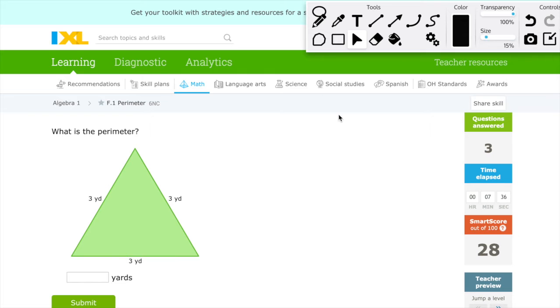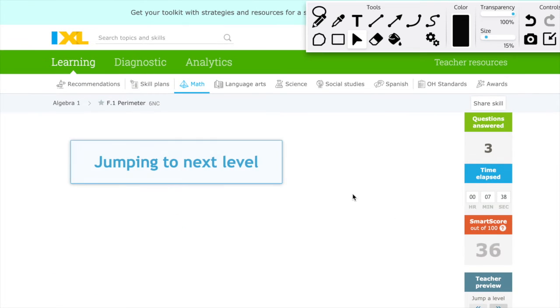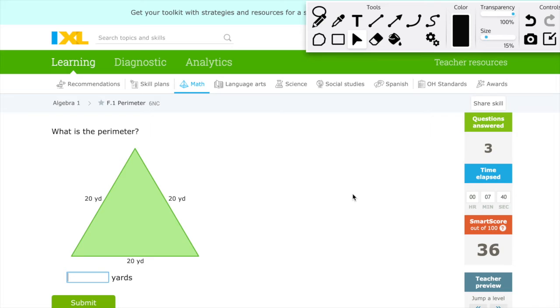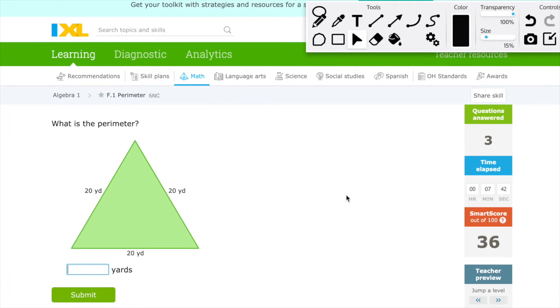Okay. Let's jump a level here. Finding the perimeter. Okay, this is just a different shape, but same idea here. 20 plus 20 plus 20, it lists all of them. 20 and 20 is 40, plus another 20 is 60.